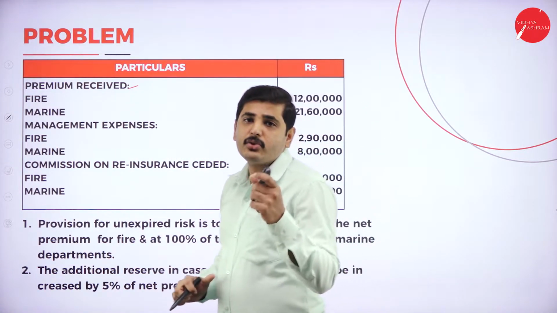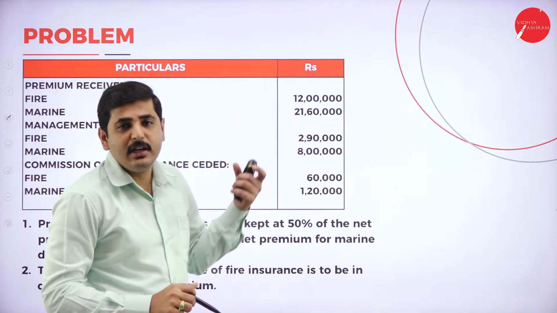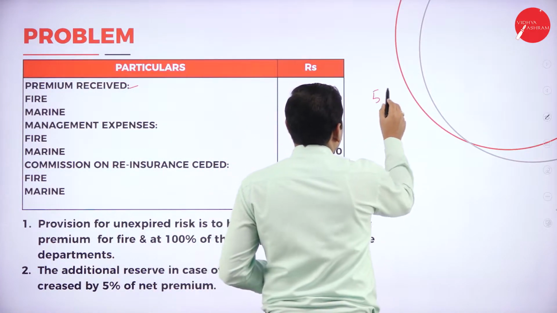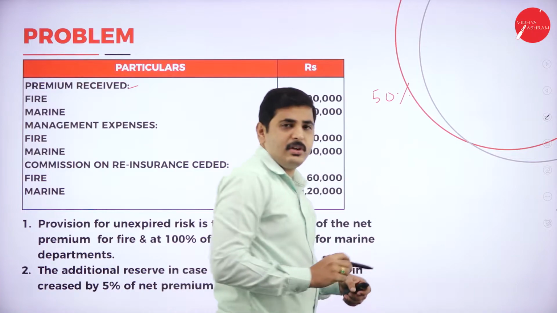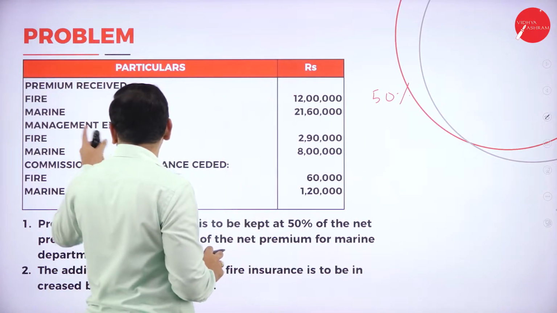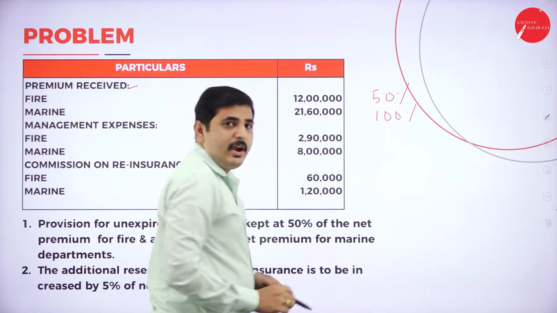Keep this in mind. Out of the total premium received, we have to keep a percentage of the premium as reserve. In case of fire it is 50%, we have to keep it as an unexpired risk reserve. For marine we have to keep 100% as a reserve.